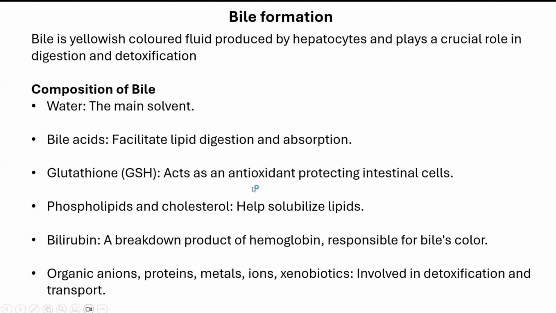Now let's go to bile formation. Bile is a yellowish fluid produced by hepatocytes and plays a crucial role in digestion and detoxification. The composition of bile: water, which is the main solvent. Bile acids facilitate lipid digestion and absorption. Glutathione, that is GSH, acts as an antioxidant protecting intestinal cells. Phospholipids and cholesterol help solubilize lipids. Bilirubin is a breakdown product of hemoglobin responsible for bile's color. Organic anions, proteins, metals, ions, and xenobiotics are involved in detoxification and transport.